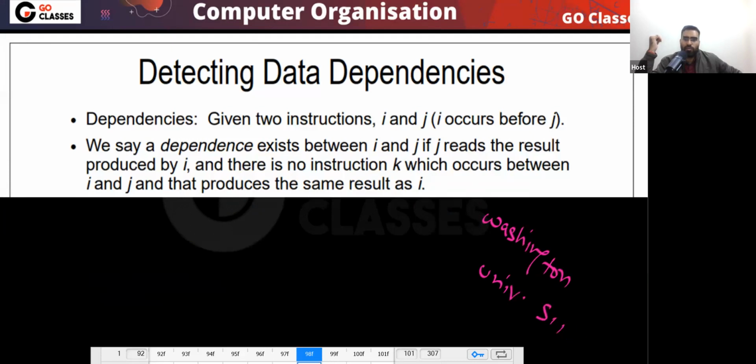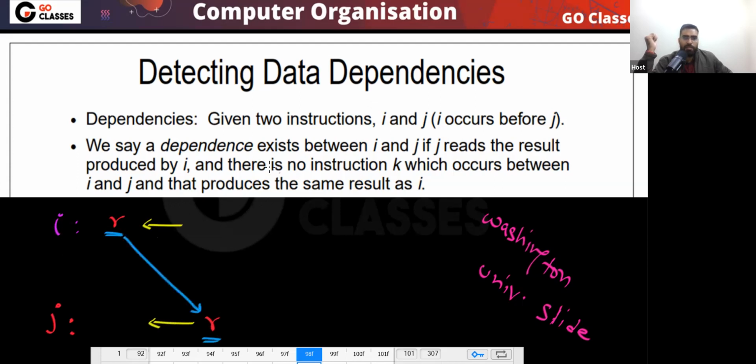This slide has been taken from Washington University, and let me give you the definition. You can read the definition of RAW dependency. So what is the dependency of RAW? Between instruction I and J, you have this dependency. There is instruction I that is writing, and there is instruction J. Instruction J is reading what instruction I is writing.